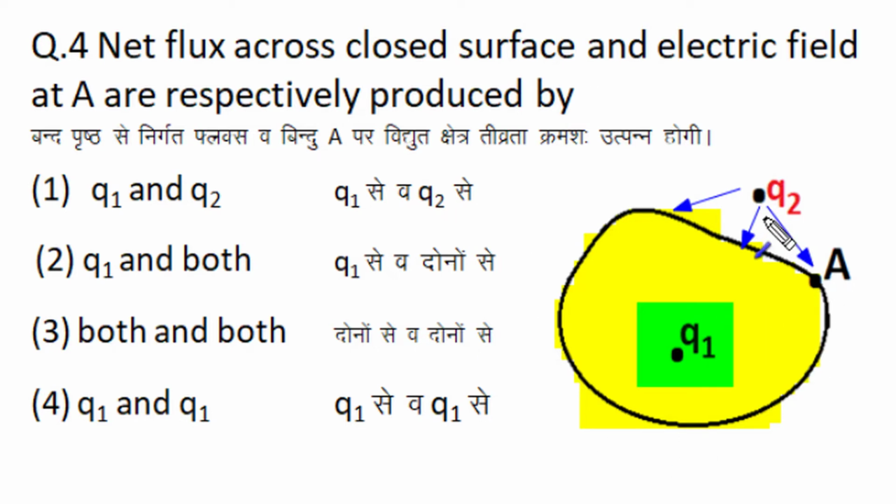But for flux calculation, this Q2 charge, if positive, makes some incoming negative flux contribution as well as some outgoing positive flux contribution from this closed surface. So the resultant flux across this closed boundary doesn't depend on the external charge, and it is solely contributed by the internal enclosed charge and is equal to Q1 divided by epsilon here.